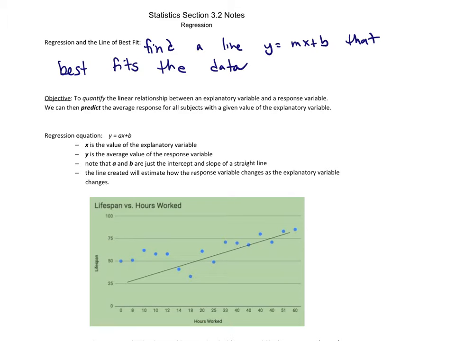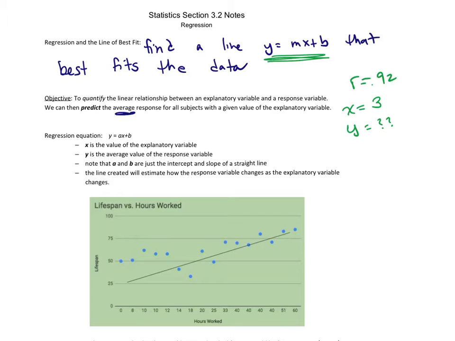So our biggest objective is we're trying to quantify this relationship between the explanatory and the response variable, so we can predict the average response for all the subjects with a given value of the explanatory variable. So a correlation, you could have a high correlation. If I have an R equal to 0.92, that's a strong relationship, but that doesn't tell me, if the X value for the explanatory is 3, what a predicted Y value is going to be. So in a regression, we try to find a linear equation, mx plus b, that will be able to predict the average response for subjects with this given value.